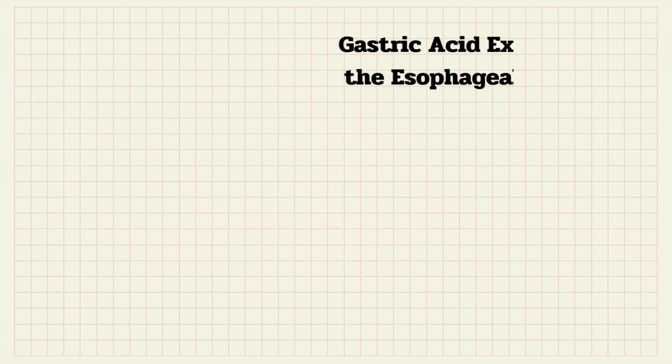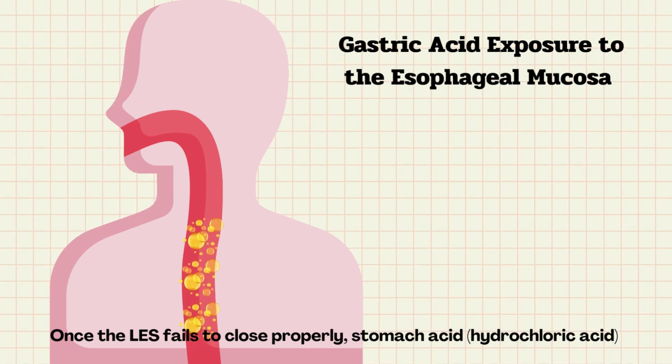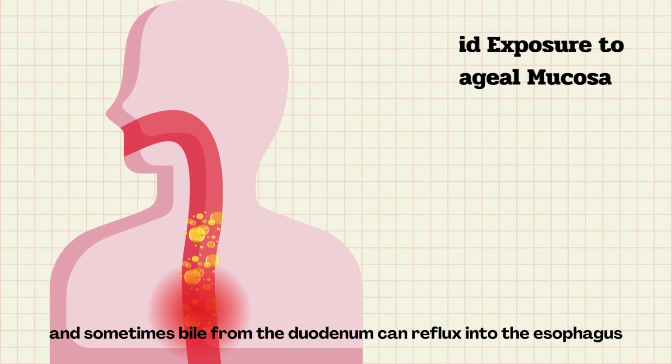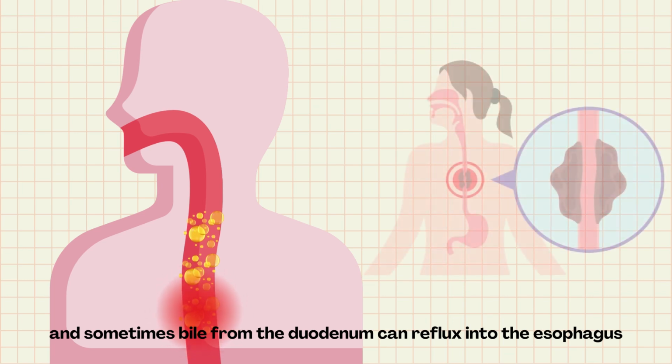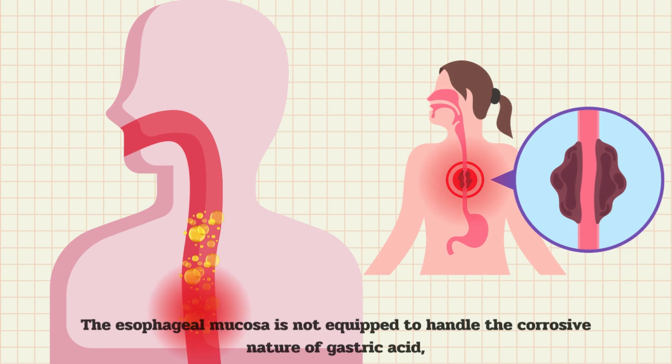Gastric acid exposure to the esophageal mucosa. Once the LES fails to close properly, stomach acid, hydrochloric acid, and sometimes bile from the duodenum can reflux into the esophagus. The esophageal mucosa is not equipped to handle the corrosive nature of gastric acid.